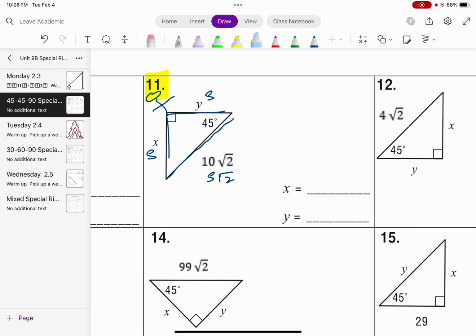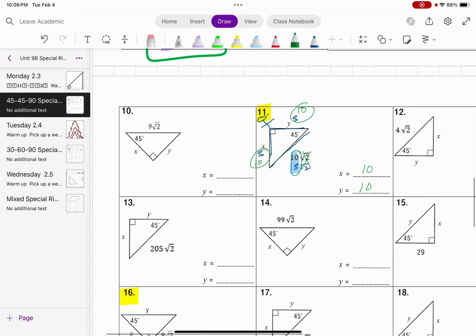Now remember, the s is right here. Anything that's directly in front of that square root of 2 will be the s. So these are going to cancel out, and this will be your s. Meaning that this will be 10, this will be 10, and so that's your x and that's your y. So you have 10 and 10. Super easy, not that bad. Just make sure you look for the pattern.